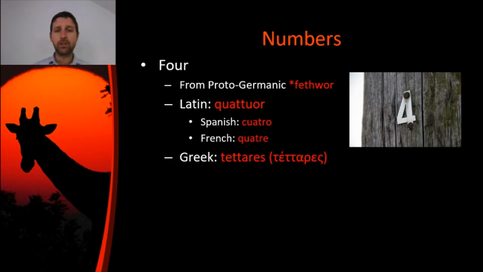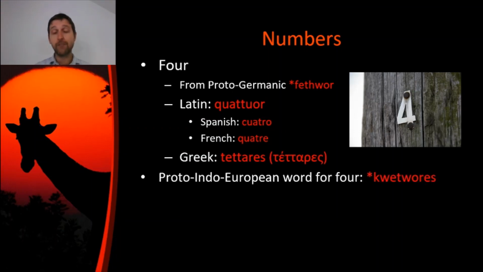Greek is telling us it's quetores, and we think the 2 T's are from twa. So we actually reconstruct quetores as the word for 4 in Proto-Indo-European. Now, that begs the question, what's going on here in Germanic? Because Germanic is now the odd one out.